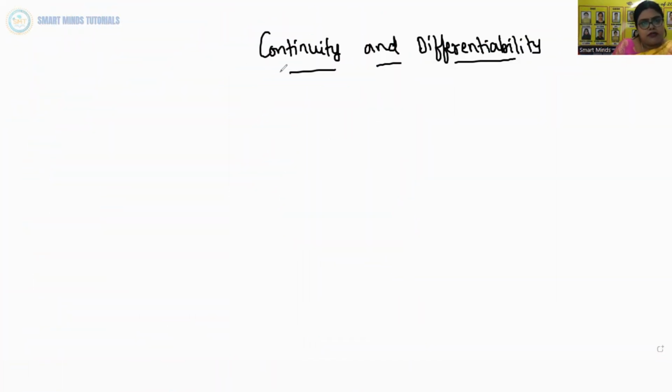Now let us understand what we mean by continuity and differentiability. A function y equals f of x is said to be continuous in an interval if for every value of x in that interval y exists. So if we plot the points, we can draw the graph without lifting the pencil. If we have to lift the pencil while drawing a curve, then the function is said to be discontinuous. That is the main difference between continuity and discontinuity.